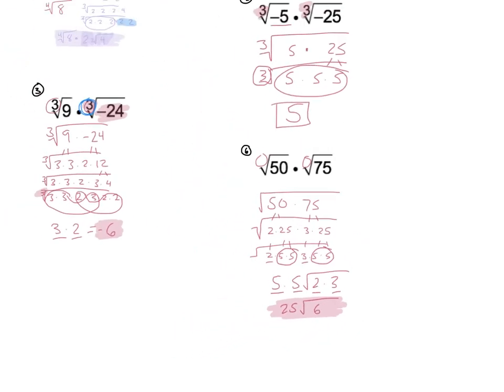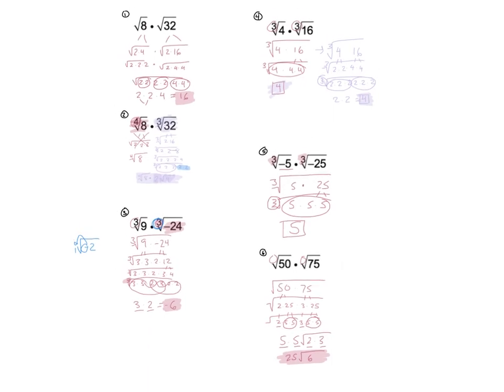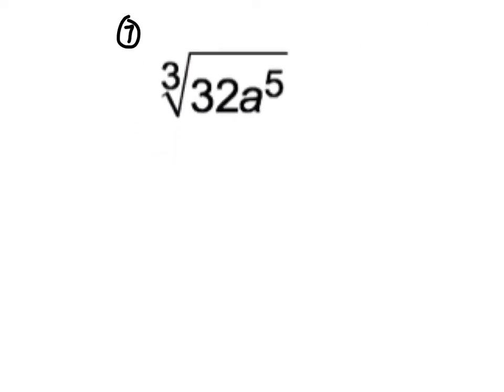Okay, so this was the first page. So let's go ahead and go to the second. Take a look at number 7. So this 3 on the outside says that we're going to circle groups of 3, but we need to break down everything on the inside as much as possible. So we have 32 that we can break down into 4 and 8. We could break it down into 2 and 16. It doesn't matter. We'll end up with the same answer.